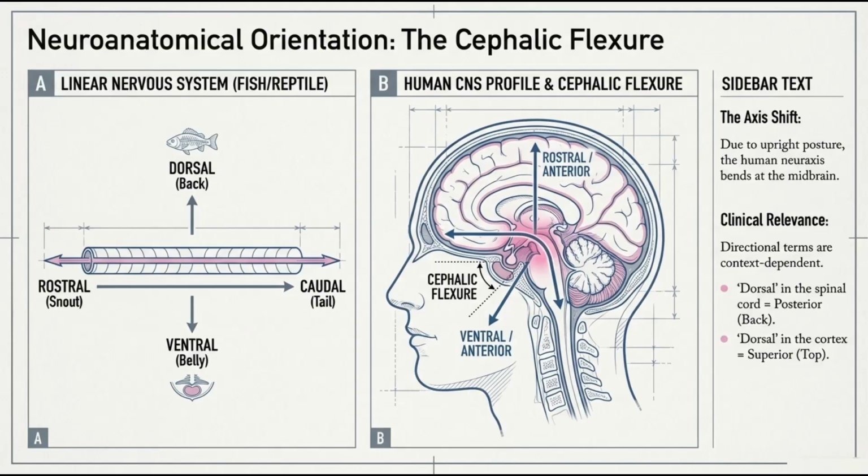The nose is the front, the tail is the back. It's simple. Exactly right. In a quadruped or a fish, the neuraxis is linear. Rostral means toward the beak or nose. Caudal means toward the tail. Dorsal is the back, think of a dorsal fin, and ventral is the belly. You can run a perfectly straight line from the tip of the nose to the tip of the tail, and those directions never ever change.